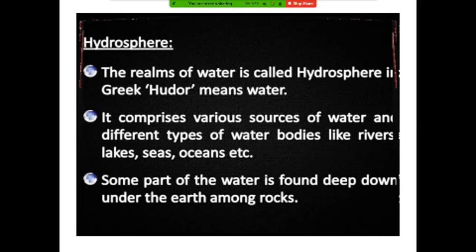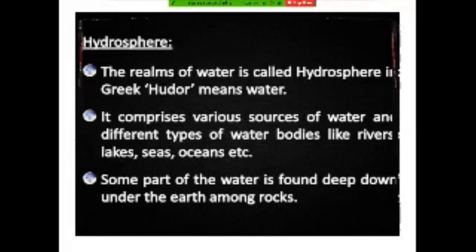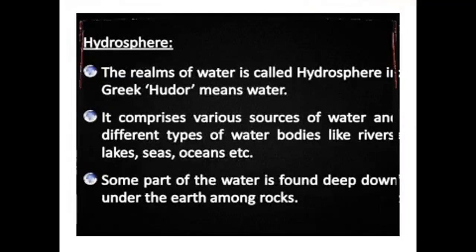Pervious rocks, impervious rocks. Not only that, water is also underneath the earth among the rocks. That's why when we dig a bore well, sometimes in between we get rocks, but afterwards we get the source of water. That source of water underneath the rock is called an aquifer. The layer of water found underneath the rocks at a certain depth is called the aquifer.